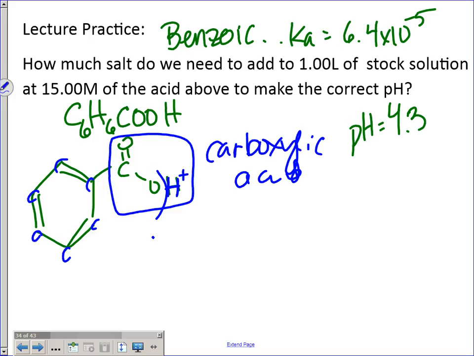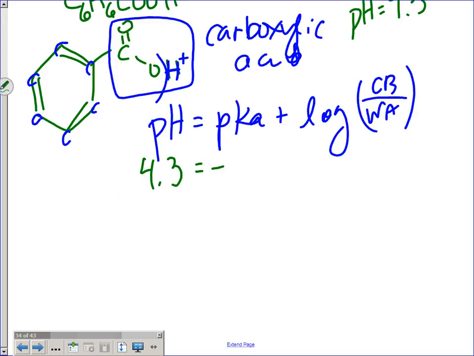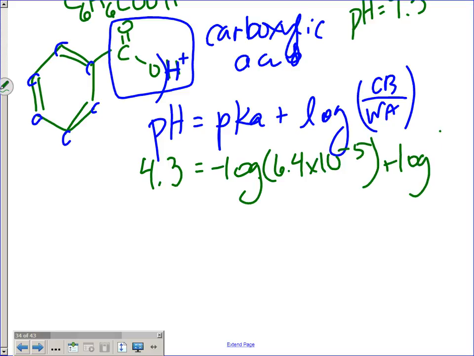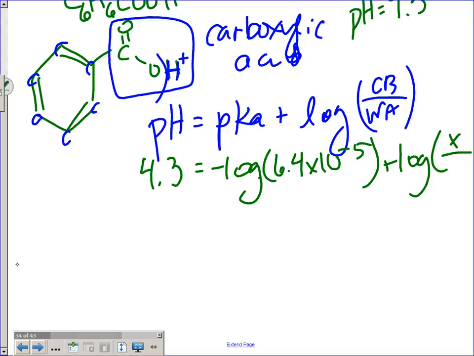So you write the Henderson equation and you plug in your givens. What do you know? Conjugate base over weak acid. So you can plug in everything you know except for the conjugate base. So you're going to do 4.3 equals negative log of 6.4 times 10 to the negative fifth, plus log of x over 15. Then you just solve it.